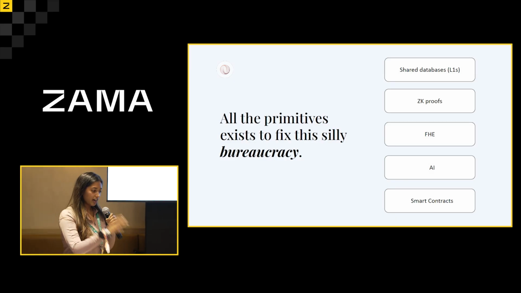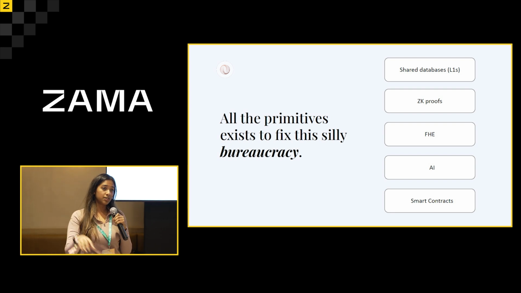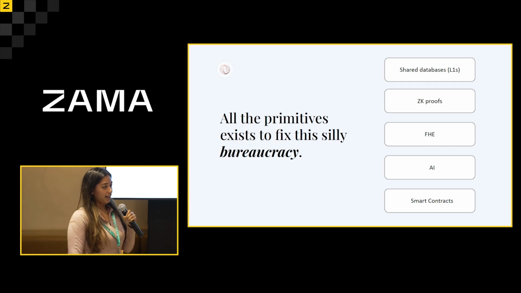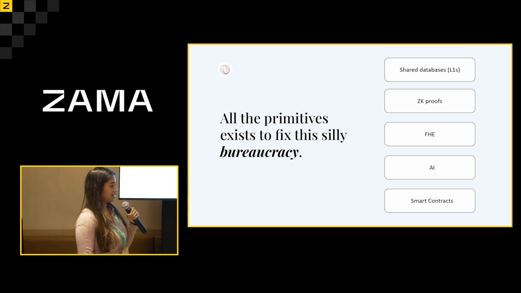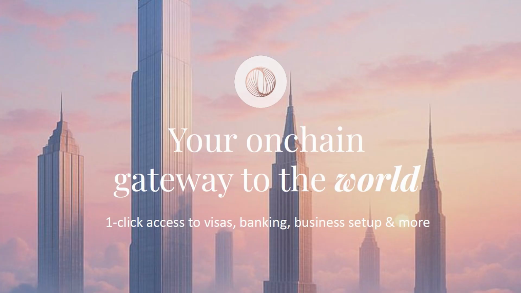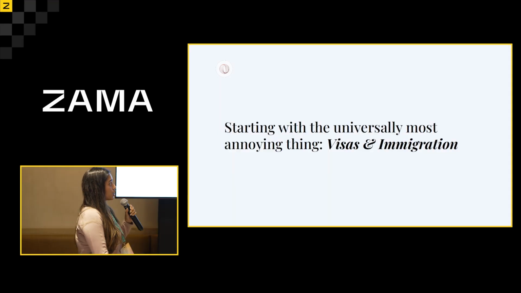And so we're at a very interesting point in time where we basically have all of the primitives to solve one of the most annoying problems in the space, which is interacting with government services. And we thought we had a pretty good shot with Onchain City to take a jab at this. So you can think of Onchain City as a gateway to access government services. So the main things are visa, banking, business setup, and then we can scale to more. We're starting with the universally most annoying thing, which is getting a visa.